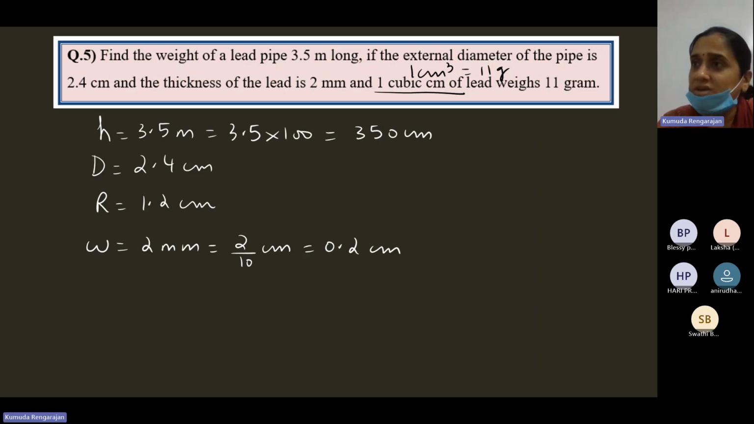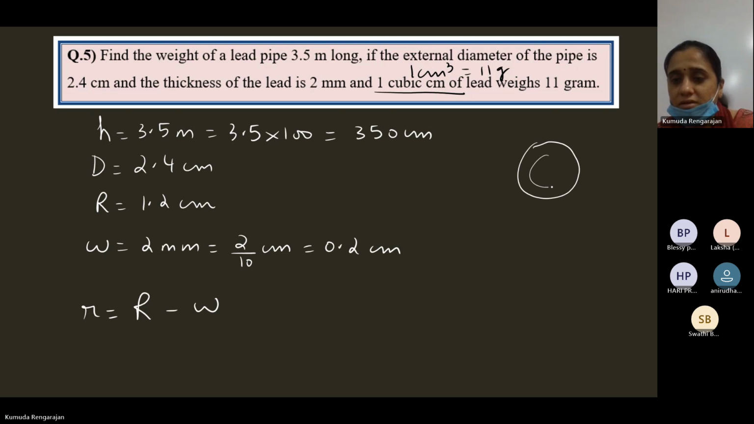So height is 3.5 meters, correct? Into 100 will convert that to centimeter, so 350 centimeter. External diameter is 2.4. So external radius is 1.2. Thickness is 2 millimeter. Convert that to centimeter by 10, 0.2 centimeter. So then what is the internal radius? External radius minus the thickness. This is the external radius. Minus this thickness, minus this one will be the internal radius.